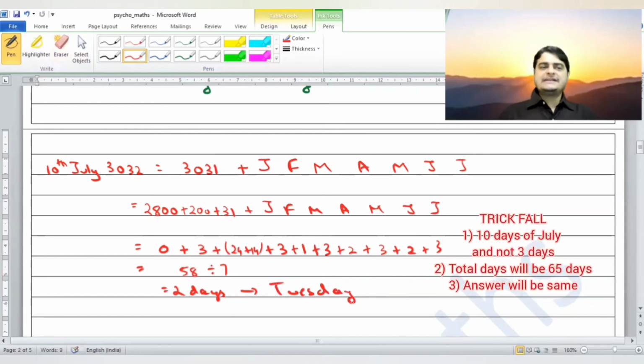So I hope students, each and everyone has understood the trick of the calendar, the logic of the calendar, and you are able to do it at your best.